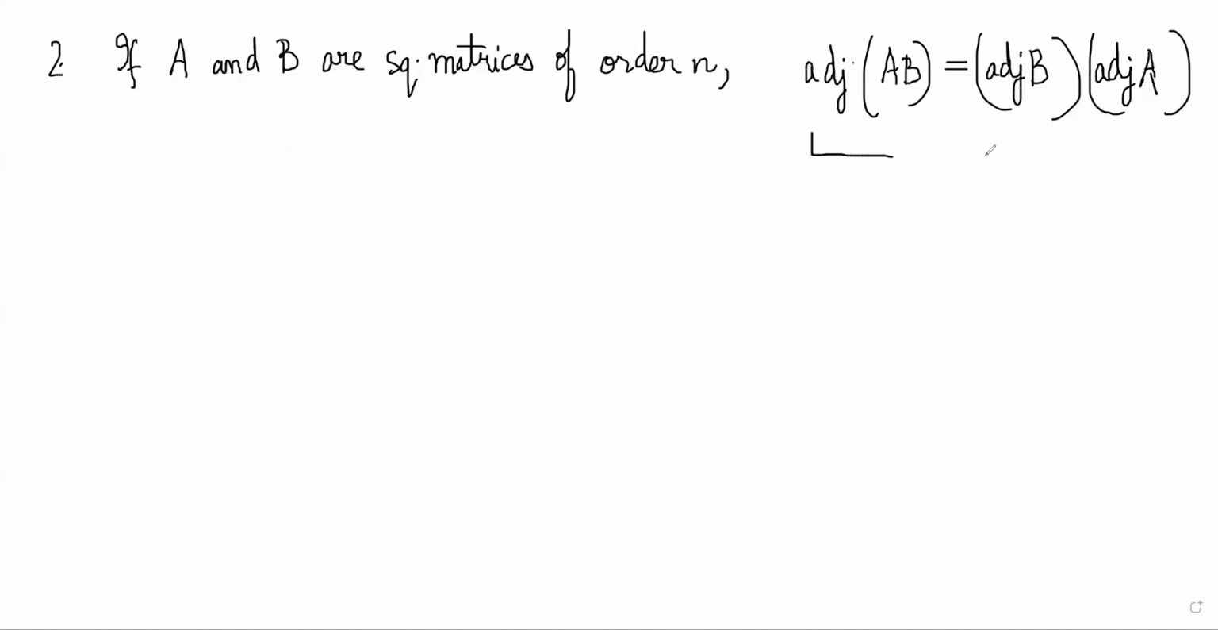So when you take the adjoint of the product, it is the same as taking the reverse product of the adjoint of B and adjoint of A.